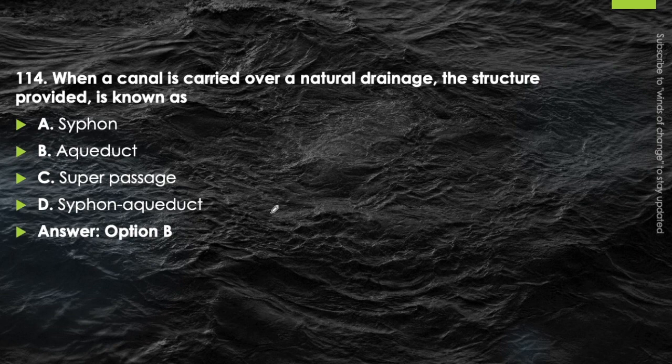If it is said that the HFL of the natural drainage is above the bed level of the canal, then it will be called a siphon aqueduct. Okay, and rivers are the condition of the siphon and superpassages.